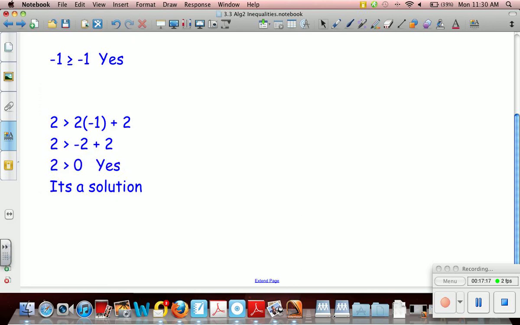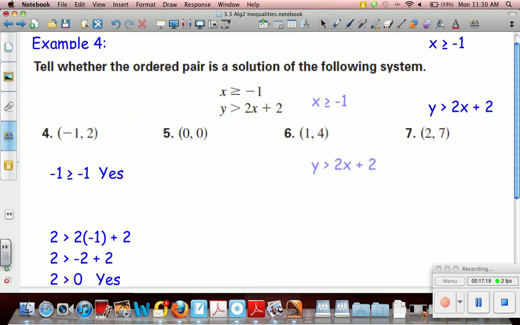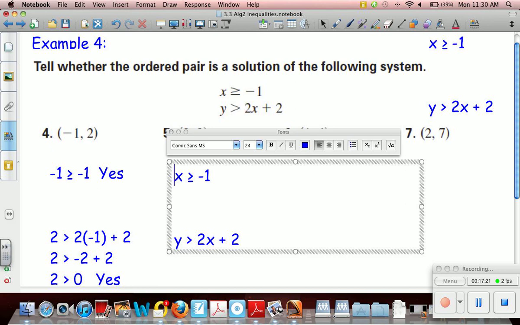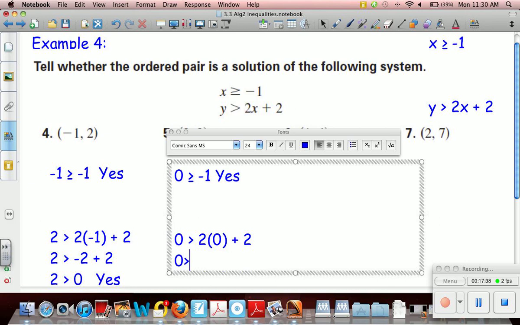And then we go over to this other side and we try the same thing. But we replace x with 0. And down here, the y was 0. And so also with the x. So is 0 greater than -1? Well, yes. And then you check over here. Is 0 greater than 2? That's a no. So this is not a solution.